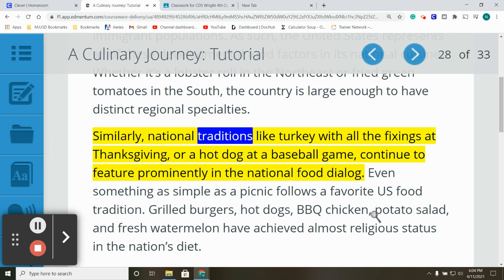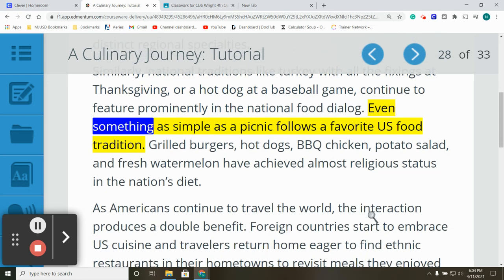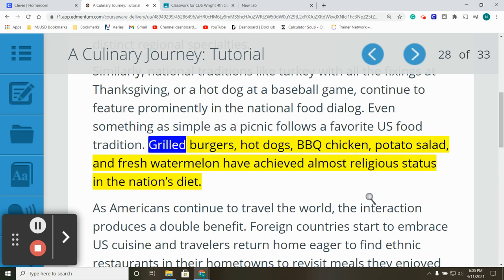Similarly, national traditions like turkey with all the fixings at Thanksgiving, or a hot dog at a baseball game, continue to feature prominently in the national food dialogue. Even something as simple as a picnic follows a favorite U.S. food tradition. Grilled burgers, hot dogs, barbecue chicken, potato salad, and fresh watermelon have achieved almost religious status in the nation's diet.